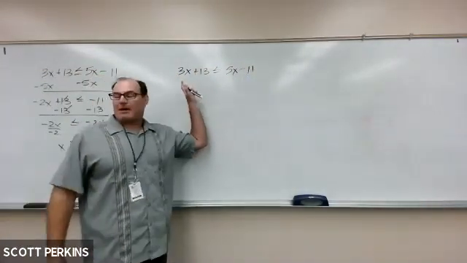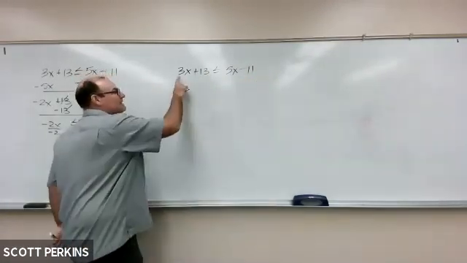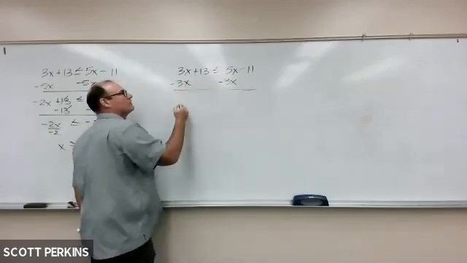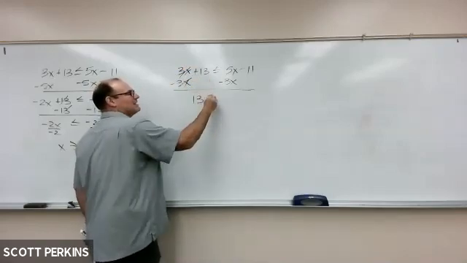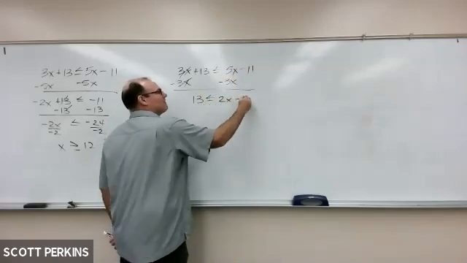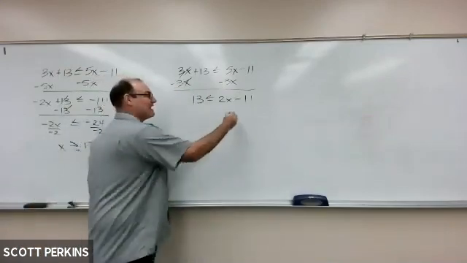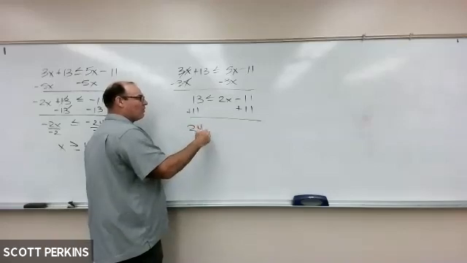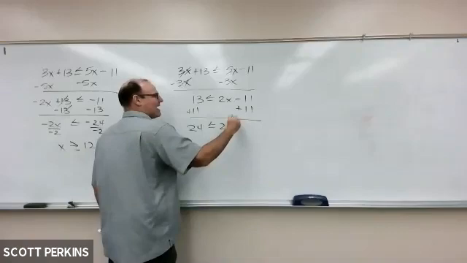Okay, I'm going to do this by putting the x's on the right, if that is your habit. So if I put the x's on the right, that means I'm subtracting 3x. So I've got 13 over here. Since I've subtracted, it's still less than or equal to; 5 minus 3 is 2x minus 11. I'm now going to put the 11 on this side. 13 and 11 is 24. I've added this time, so the sign stays the same, and the 11s cancel.